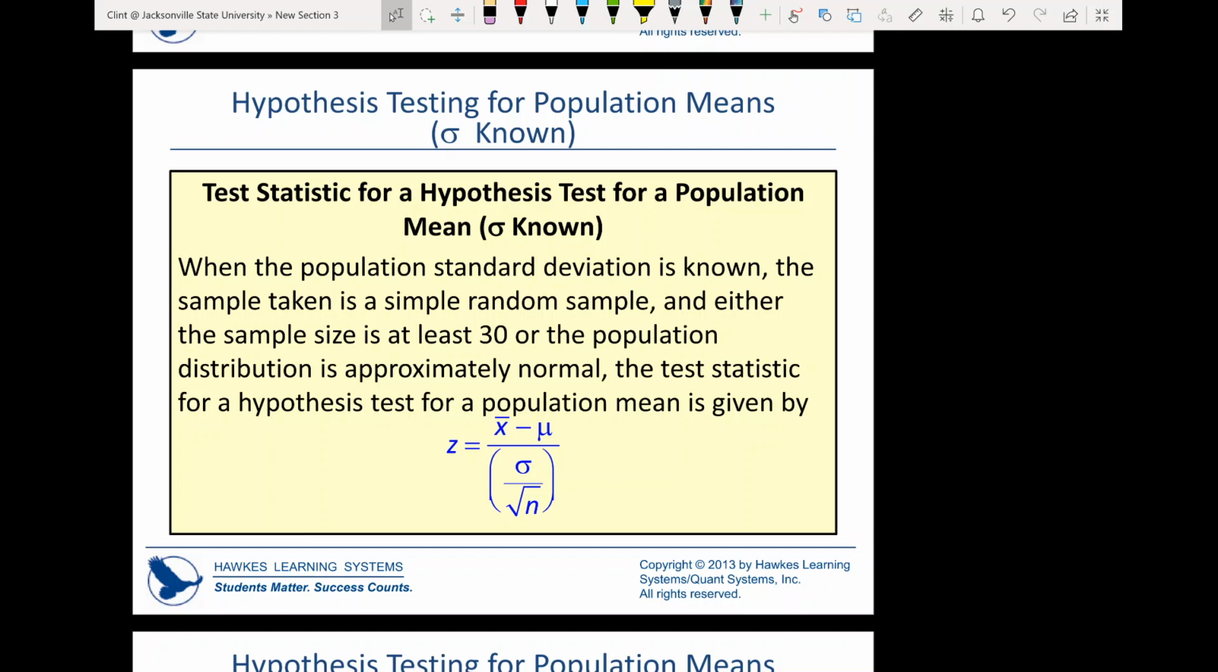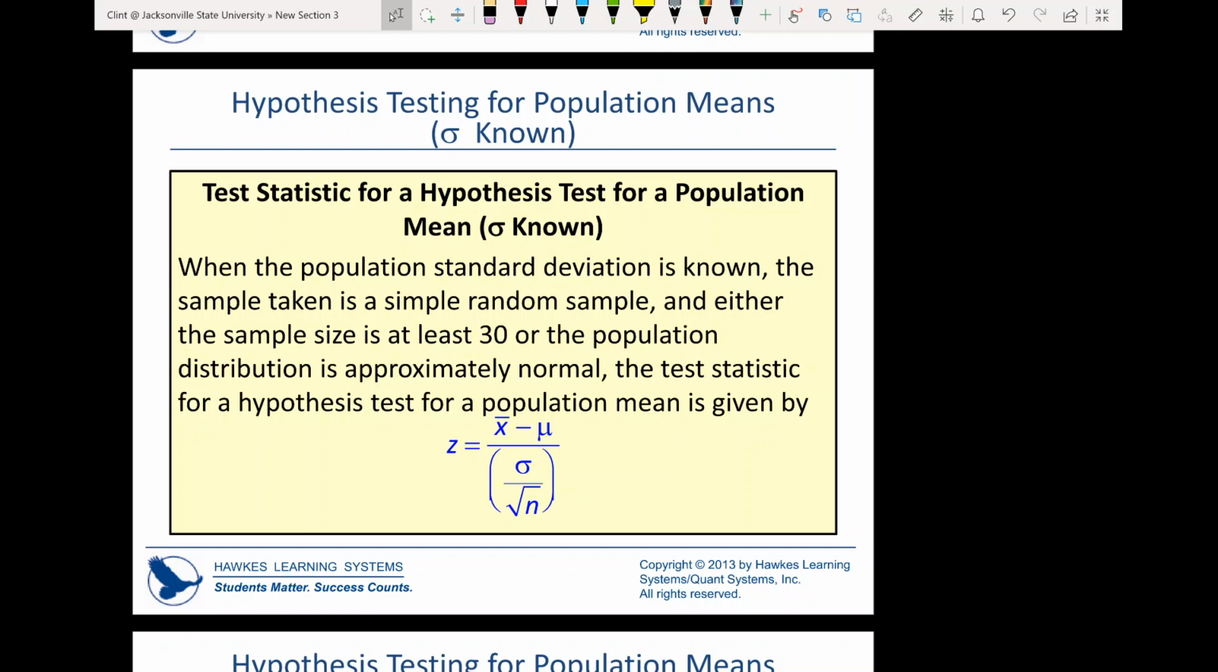In the situation where we know the population standard deviation, we would use this formula. Something else we need is the central limit theorem to be in effect, because we need to know the shape of that sampling distribution of sample means. We need it to be symmetric and bell shaped. So if we know sigma, and if we have a sample size of at least 30, or know our population data is approximately normal, approximately symmetric and bell shaped, then we can use this formula for a test statistic. In this case, we're going to get a z test statistic, so we'll be using the normal distribution.